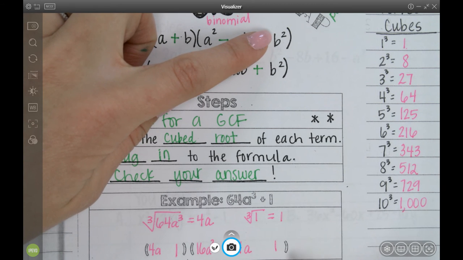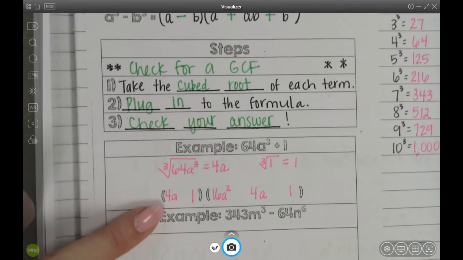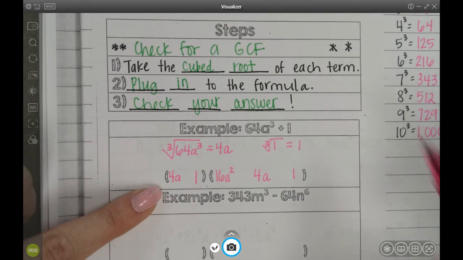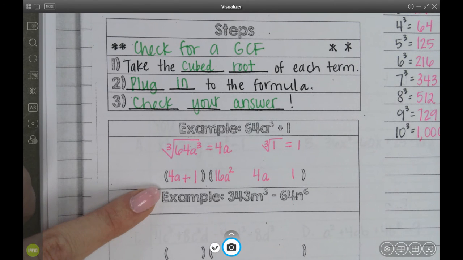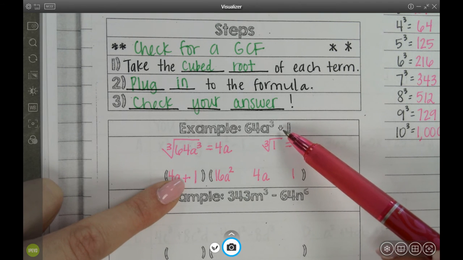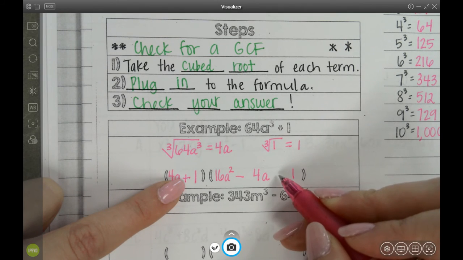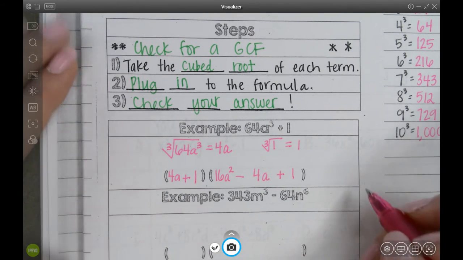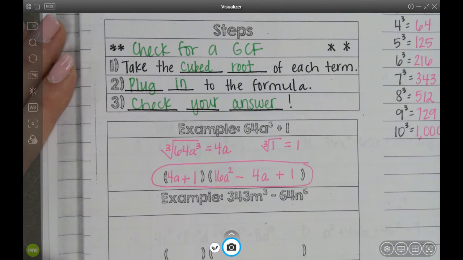So I always do that part first. And then I'm going to go back and fill in my signs, right? So if I'm using SOAP, the same sign is a plus or positive. Opposite sign is minus. My last sign is always positive.